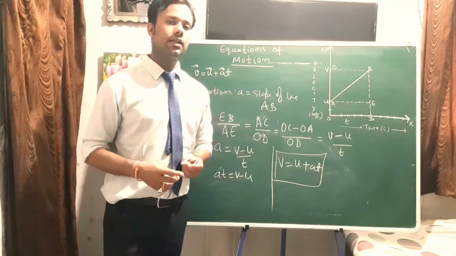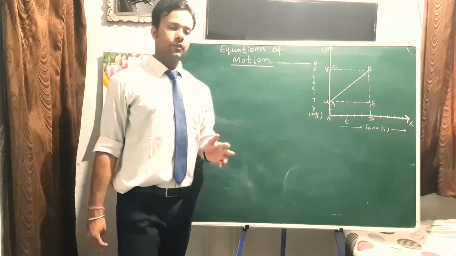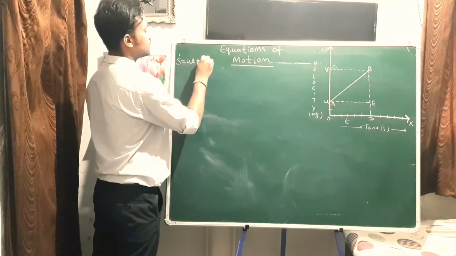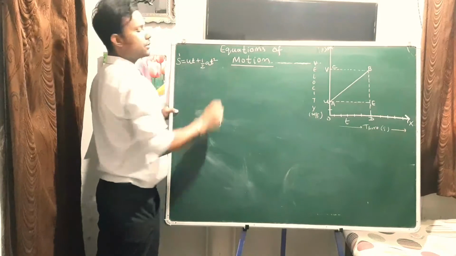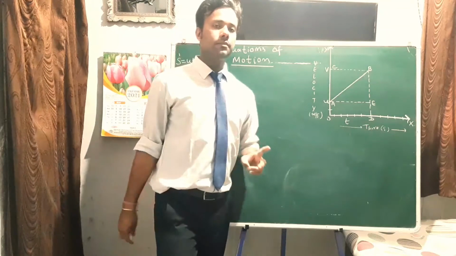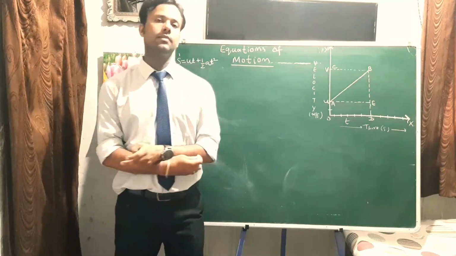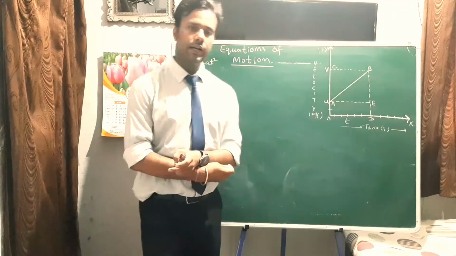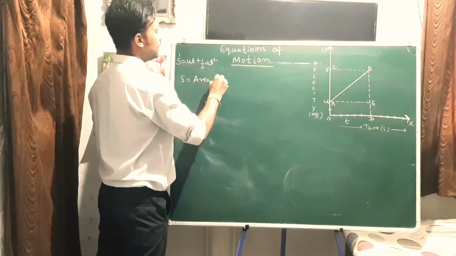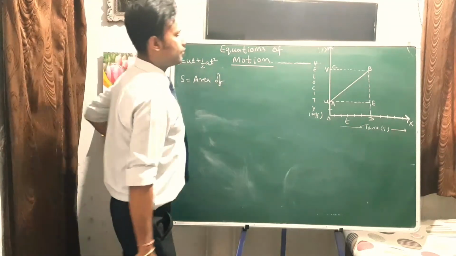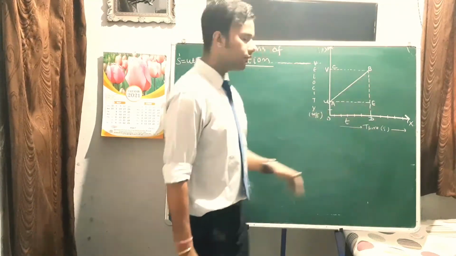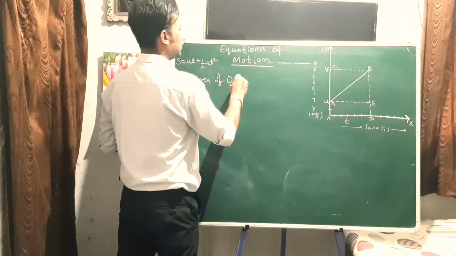Let's calculate the second equation. Let's find the next equation, which is s equals ut plus half at square, right? Now here we have to calculate displacement or distance. Now distance or displacement from the VT graph is nothing but the area under the graph, right? So s will be the area of OABD. This is the complete area under the graph. So OABD.